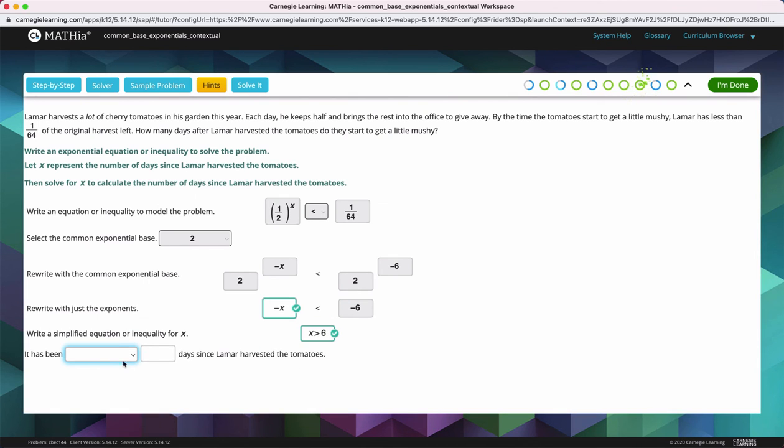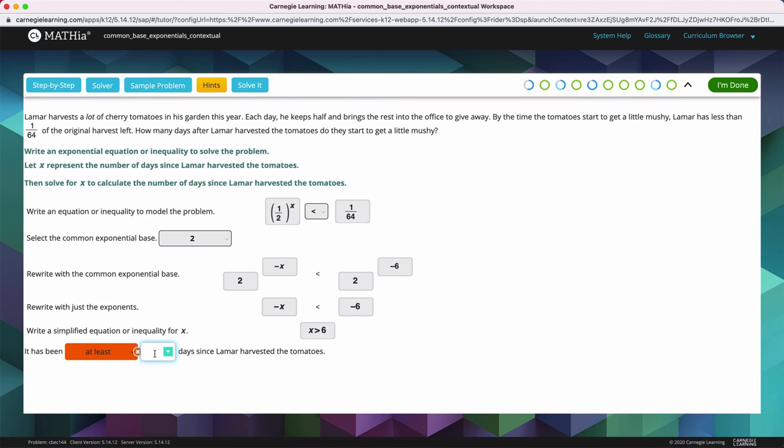Okay. It has been at least 6 days. Didn't like the 6. Didn't like the at least. It liked the 6. It has been more than 6 days.